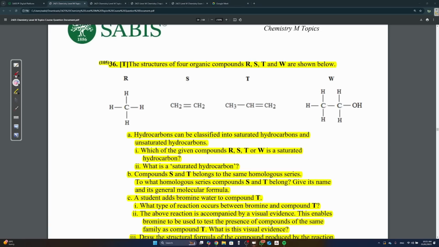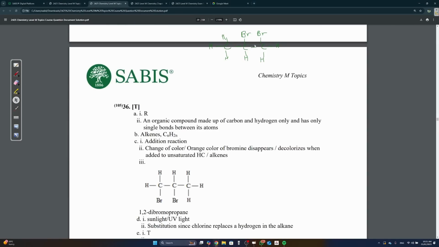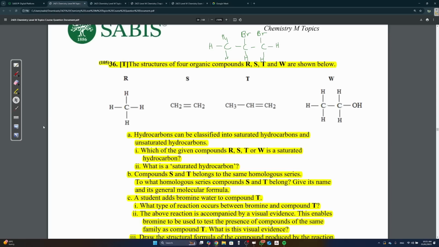Let's draw it fully. CH3, CH2. How do you draw it? C bonded to 3 hydrogens, bonded to C, bonded to 1 hydrogen here. Remember, we broke the double bond, but now it's single. So hydrogen, hydrogen. You now have space for the bromines here. That's pretty much it. This is the same as this.